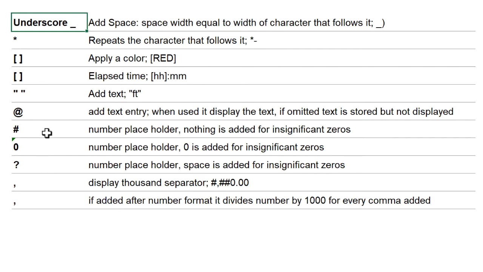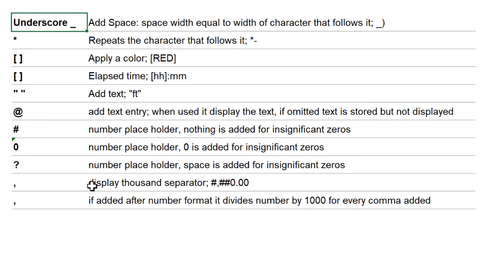So if you use the hash, any insignificant zero will not be replaced by anything. If you use 0 in your number format, the insignificant zeros will be replaced by a 0. If you use question mark, any insignificant zeros will be replaced by a space equal to the width of the number. And then we have the comma.